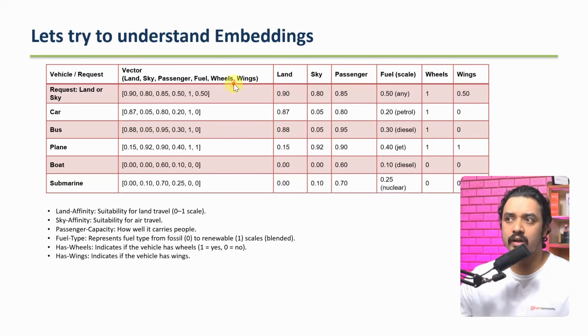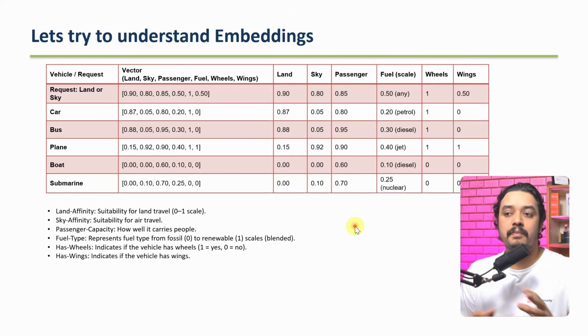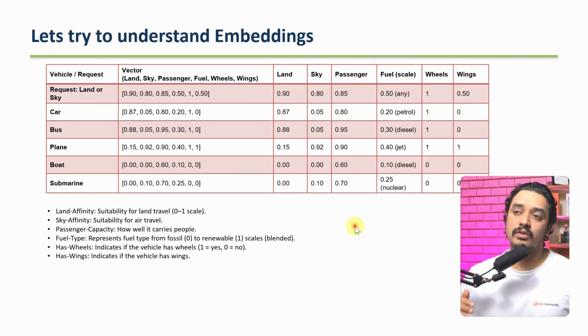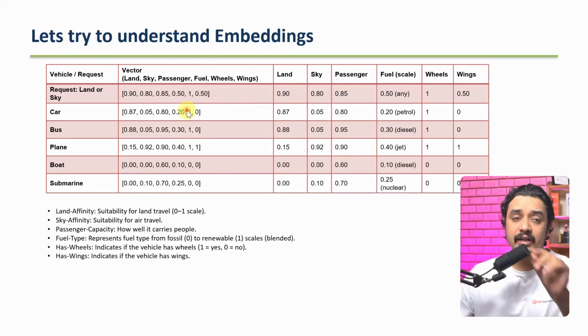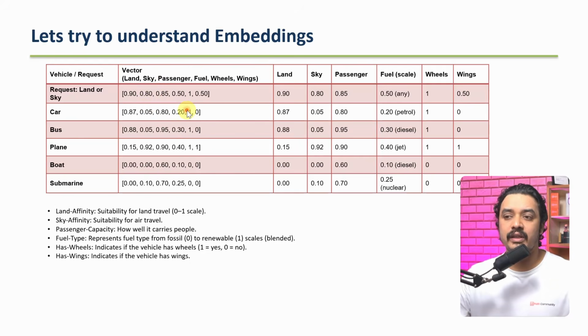For the plane? Yes. Wheels are 1, wings are 1. For the boat, wheels are 0, wings are 0, but the passenger is 0.60 because it can also carry passengers. For the submarine, land no, sky very little, wheels no, wings no. And this is how the vectors are plotted. Now when you ask any question to this, the question would be converted and related to the relevant vector, and then it will give you the answer.